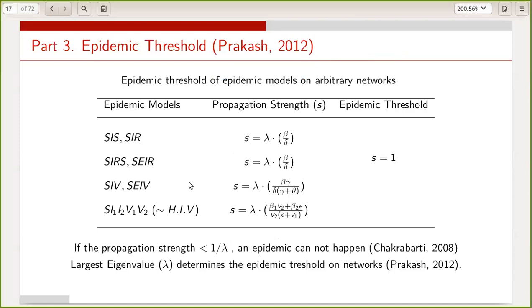And this one is from Prakash in 2012. He mentioned that lambda, the largest eigenvalue, has a big role in determining the epidemic threshold of the epidemic model in arbitrary networks. He mentioned that if the propagation strength is less than 1 over the largest eigenvalue, or 1 over lambda, there will not be any epidemic, so there will not be any hoax spreading. So the largest eigenvalue, lambda, determines whether the epidemic or the hoax spreading will happen or not.